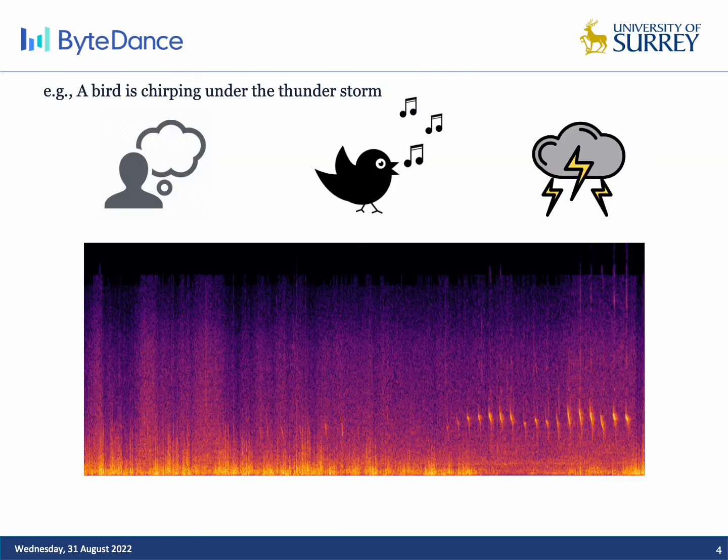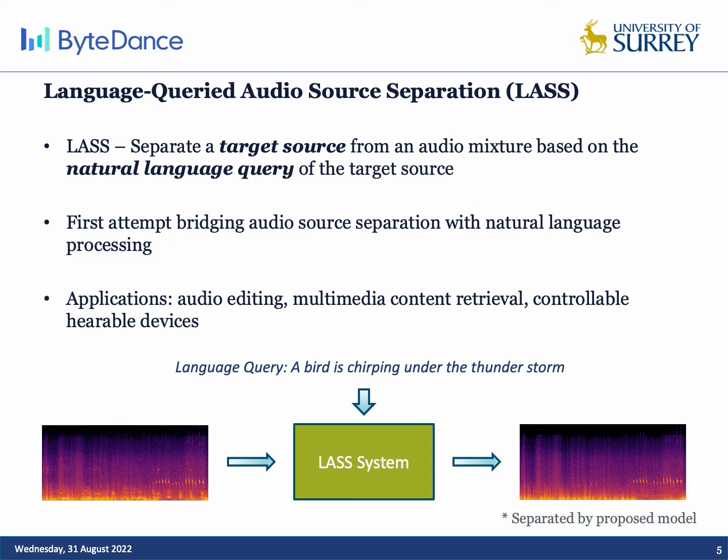Let's brainstorm here. Can we design a source separation system that can separate audio sources as we describe? Like one can say, I want to hear the sound of a bird chirping under the thunderstorm. In this work, we introduce language-queried audio source separation, denoted as LAS. Given an audio mixture and a natural language query of the target source, LAS aims to automatically extract the target source from the mixture, where the target source is consistent with the language query. To our knowledge, this is the first work bridging audio source separation and natural language processing.